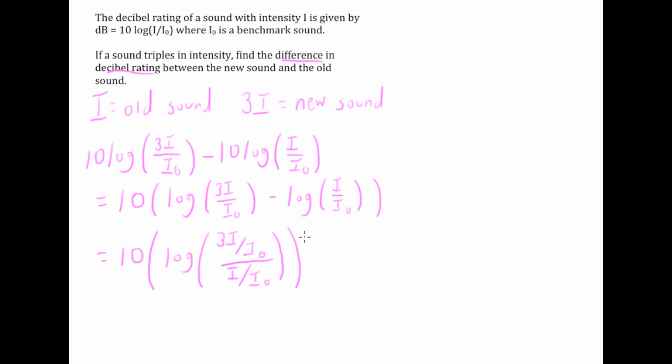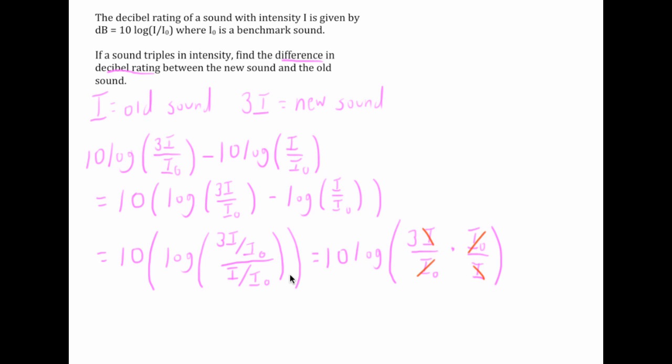Now you may see a lot of cancellation occurring here, but if you're not quite sure what to do next, here's what we can do. We can write this as 10 log of, when you divide by a fraction, you multiply by the reciprocal, 3I over I sub 0 times I sub 0 over I. And now we can do a ton of cancellation, because the I sub 0 cancels with the I sub 0, the I cancels with the I.